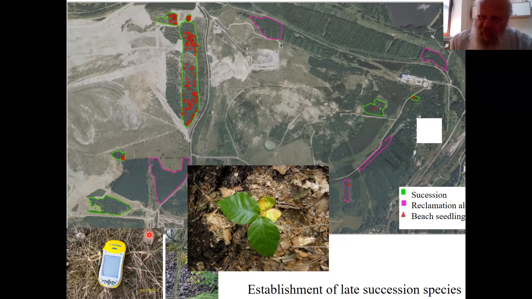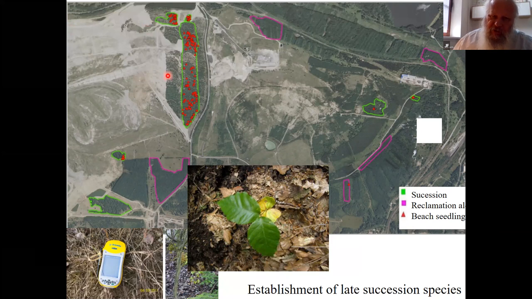In non-reclaimed sites, we found 350 beech seedlings in this succession, and in the reclaimed sites, we found one beech seedling. So maybe I should say the difference between these two was even statistically significant. And so there was much better establishment of beech in these unreclaimed sites. We found the same for oak. Again, the oak performed much better in these unreclaimed sites than in reclaimed sites.